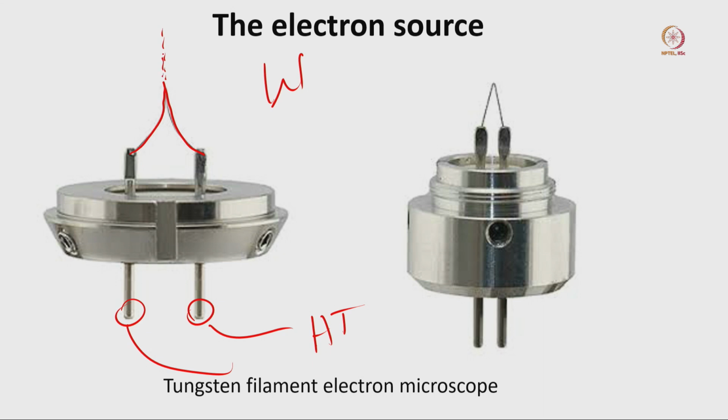So the coherence of the electron beam always depends on where the electrons are coming out from. There will be two different types of coherency: one is temporal coherence and the other is spatial coherence. It depends on the position from which the electron comes out as well as the energy of the electron. Different energies will also affect the coherency of the electron beam.